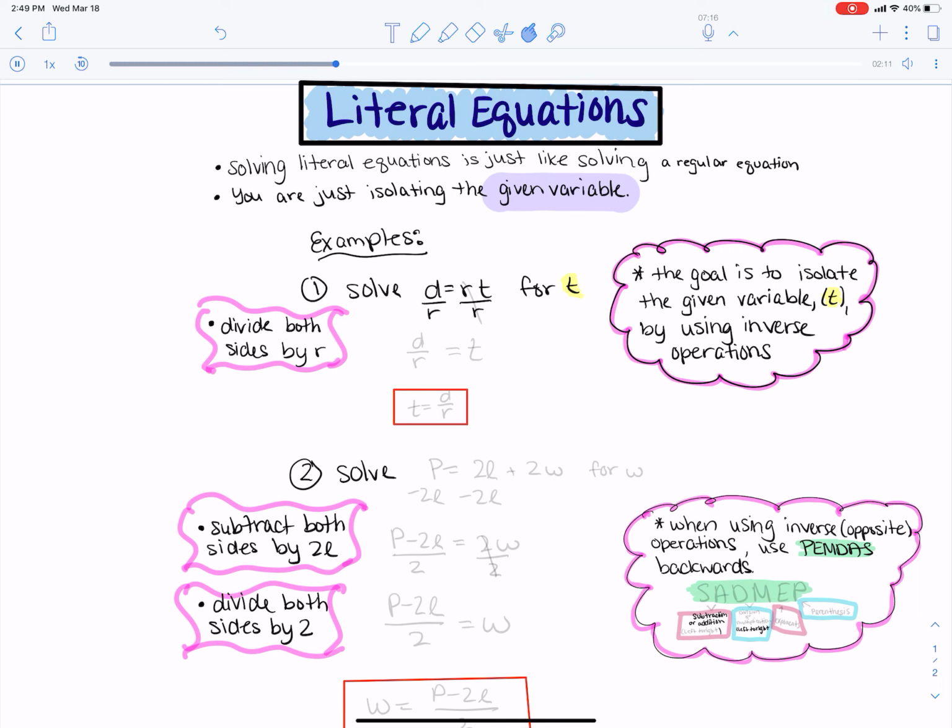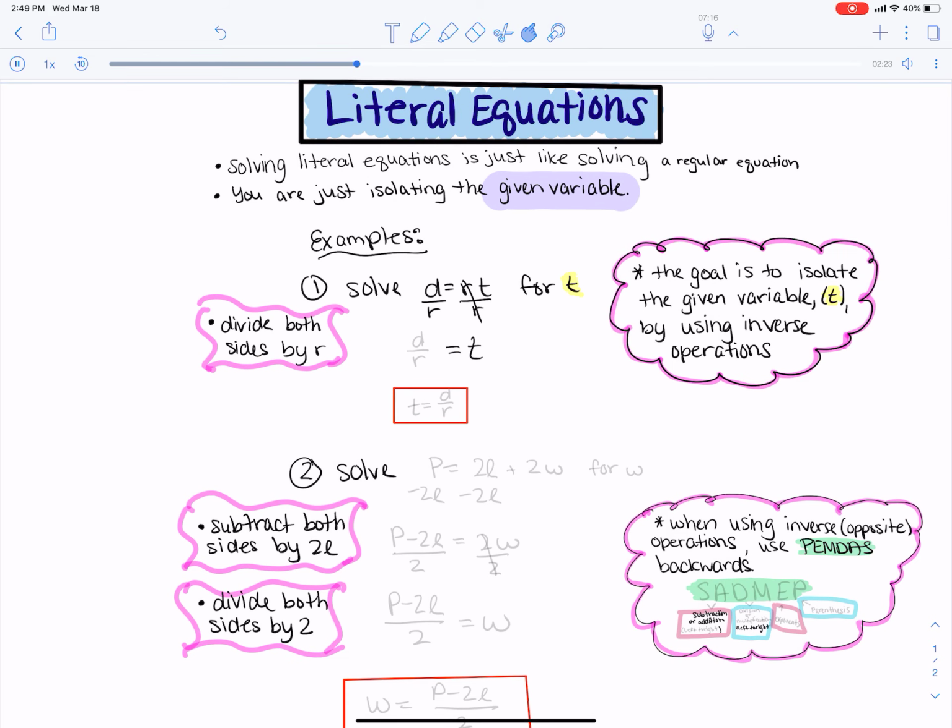sides by r. Okay, so where my t is, remember, anything divided by itself makes 1. So the r divided by itself is going to make 1, leaving t by itself. So t is equal to d divided by r. You can rewrite that as t equals d divided by r, and that's our answer.